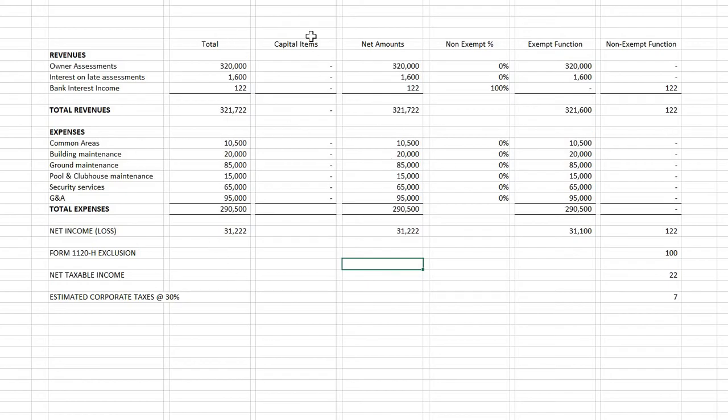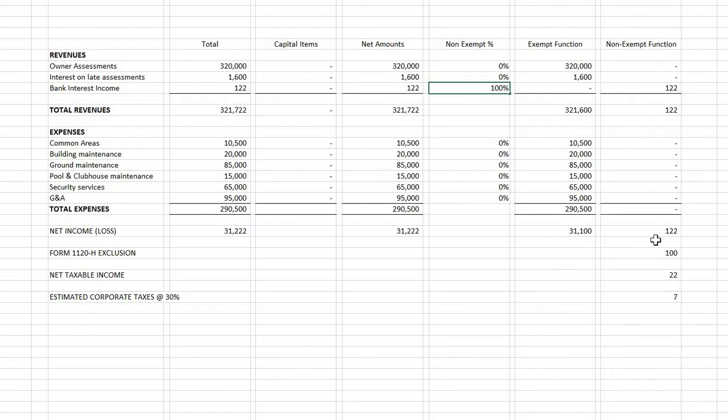So we had total expenses, capital items. So these are perhaps special assessments that are for capital improvements. Remember, those amounts, if that's a special assessment for a capital improvement and it's not a regular one, it's excluded from income on the 1120-H, right? So if they did have something here, we would only be reporting the regular owner assessments, not the capital items, but in this case they don't have any. And then so the interest is going to be non-exempt at $122,000, so that's why the exempt function column here includes everything but the interest.